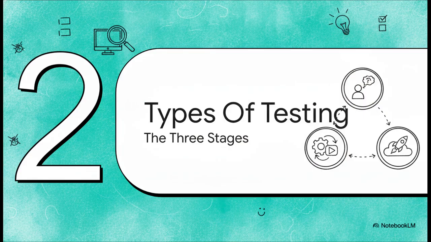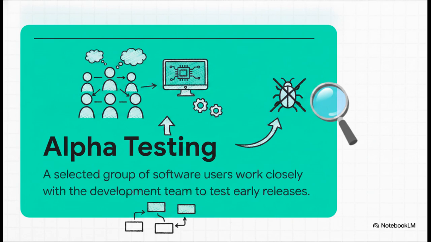Section 2. 3 types of testing. So, the crucial point here is that since we can't perfectly replicate the real world in a lab, the industry has established a core taxonomy of user testing broken down into 3 distinct stages. Stage 1 is alpha testing. By definition, this is when a small, hand-picked group of software users works super closely with the development team to test early and, frankly, often unfinished releases of the software.